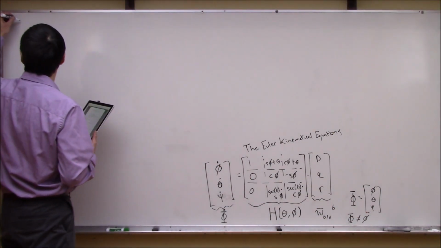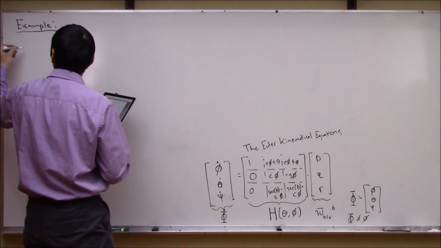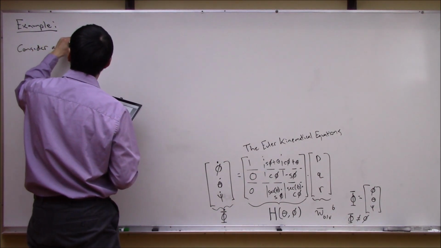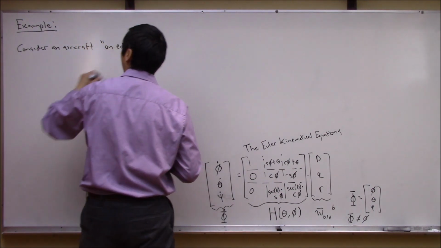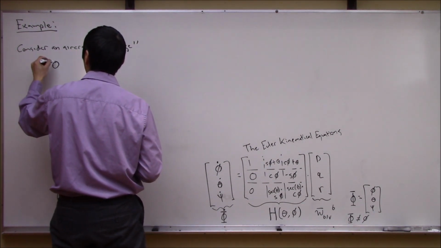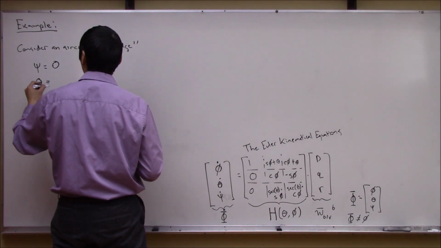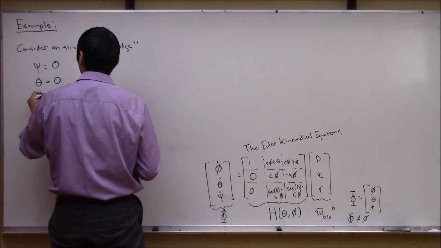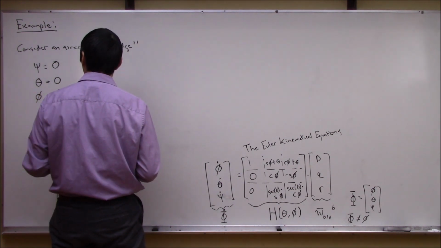All right, let's look at a very simple example of this relationship. So let's consider an aircraft, and I'm going to say quote unquote "on edge." What I mean by that is the Euler angle phi is 0 radians. The pitch angle, or the Euler angle theta, is also 0 radians. And the bank angle is, let's call this, 90 times pi over 180, so pi over 2. So it's basically 90 degrees.